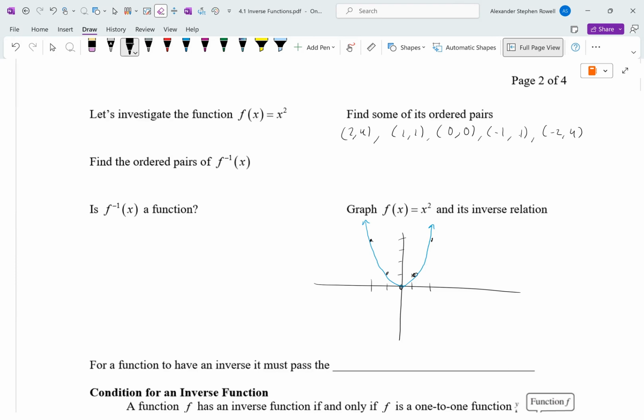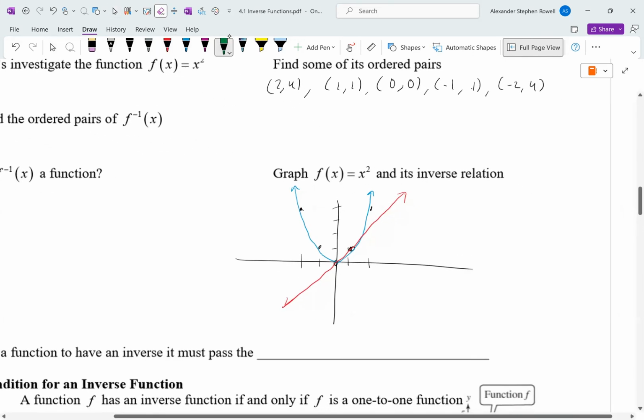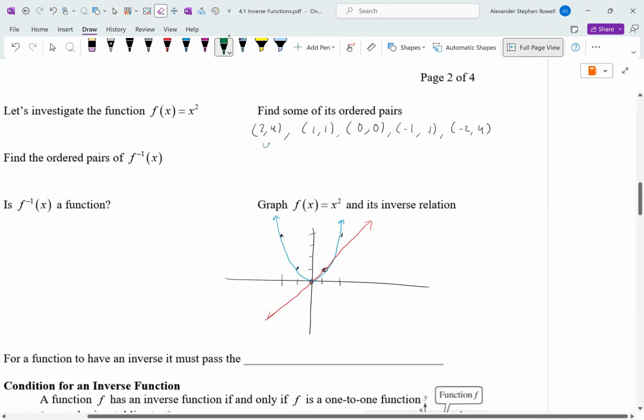what should I do? Are there any people that are really good spatial learners? I have a mental exercise for you. Can you flip this parabola over the red line? What would that look like? Yeah, that would look like a C. Okay, for those of us that aren't that spatial, we just flip the ordered pairs. So what would this be flipped?